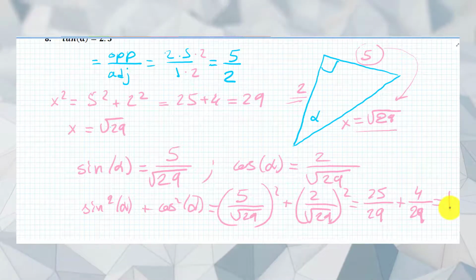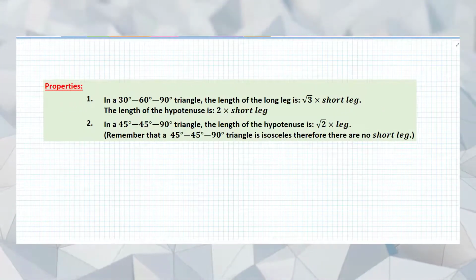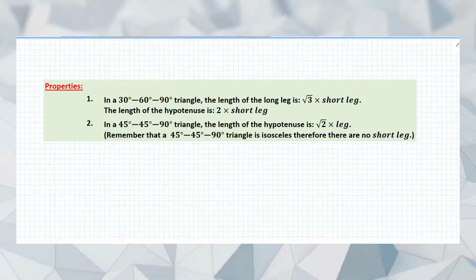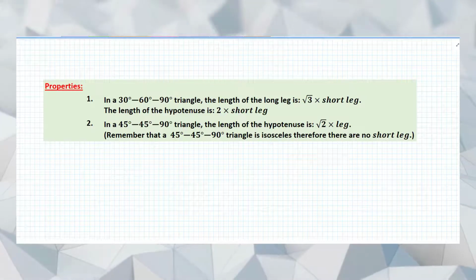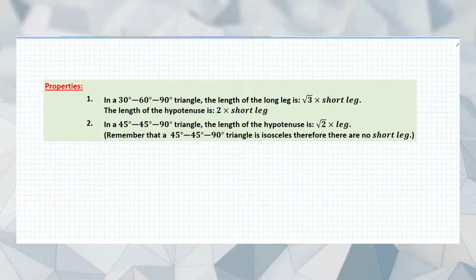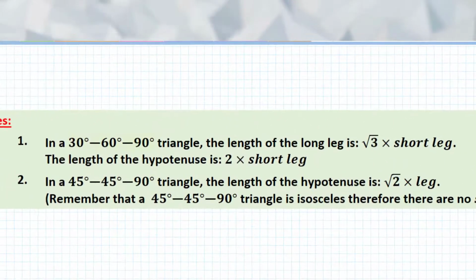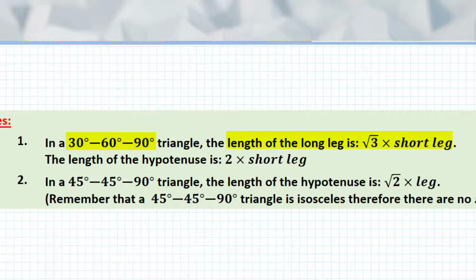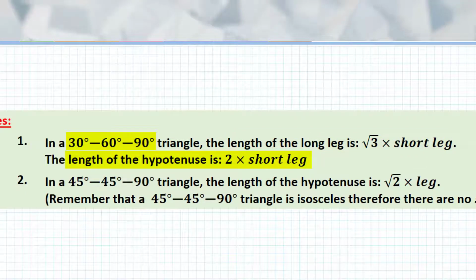All right, now let's go over some fundamental trigonometric values. Before we do so, we need to recall an important result from geometry about a 30, 60, 90 triangle and a 45, 45, 90 triangle. It is about the relation between the length of the sides in this triangle. In the 30, 60, 90, the length of the long leg is root 3 times the length of the short leg, while the length of the hypotenuse is twice the length of the short leg.